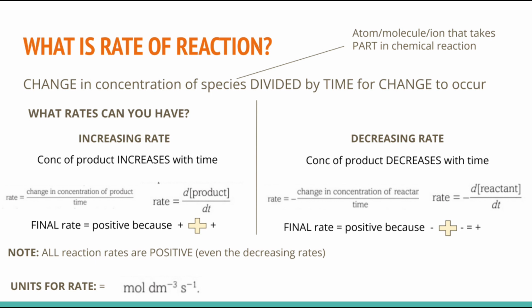An increasing rate is when the concentration of the product increases with time, whilst a decreasing rate is when the concentration of the reactant decreases with time. As you can see here, there are two equations that represent both of these rates, but for the decreasing rate, there's a negative sign in front of it. And all reaction rates are positive, even the decreasing rates. This is because a negative sign and a negative sign equal a positive. And the units for rate are moles per decimeter cubed per second.